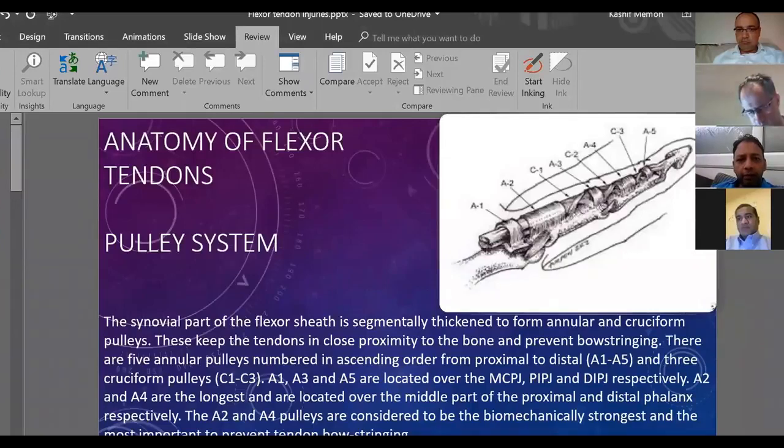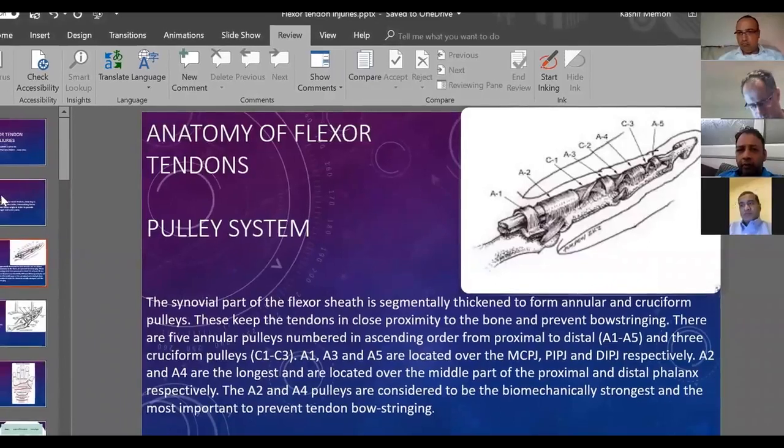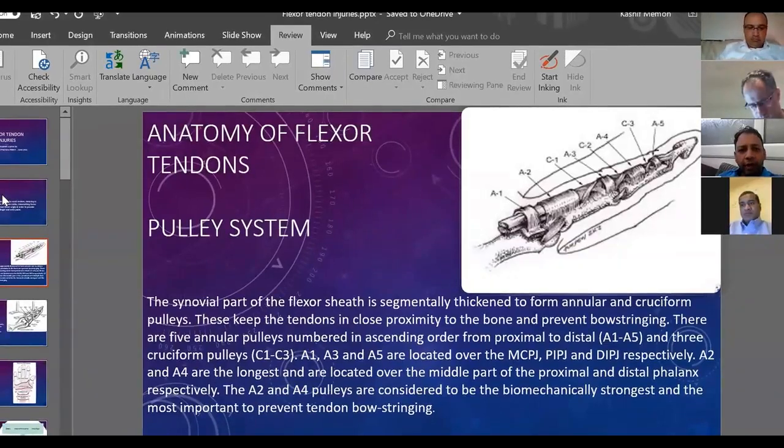A little bit about the anatomy of the flexor tendons and pulley system. Sorry, a little bit busy slide, but the synovial part of the flexor sheath is segmentally thickened to form annular and cruciate pulleys. And these pulleys keep the tendon in close proximity to the bone and prevent bowstringing.